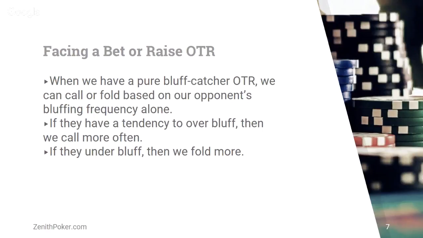But when we're exploiting, if our opponent overbluffs, then we're just going to call all of our pure bluff catchers, or if our opponent underbluffs, then we fold all of our pure bluff catchers. And it's not just more or less, it's all of them, right? Depending on the strength of our read.